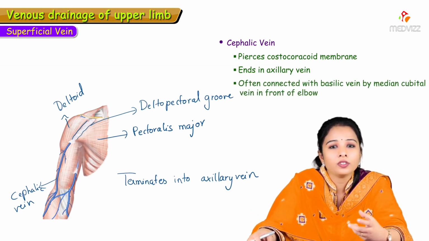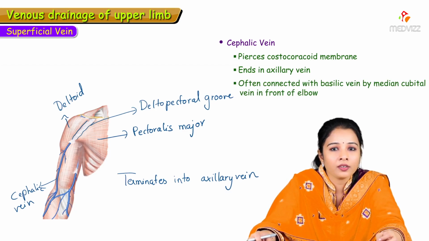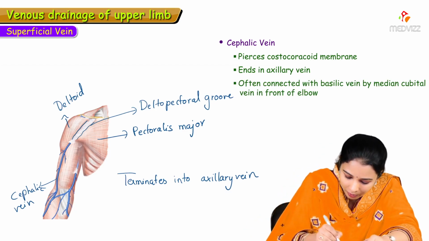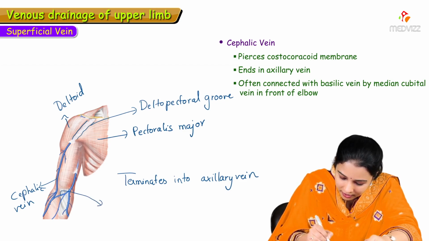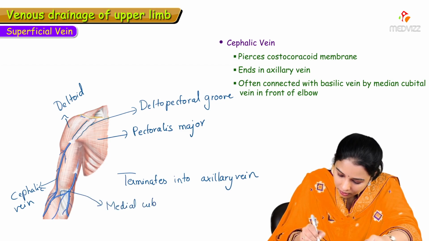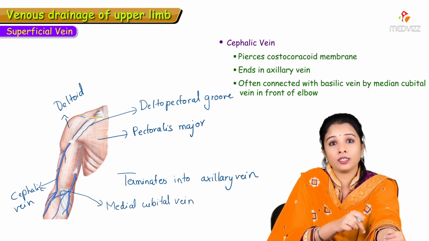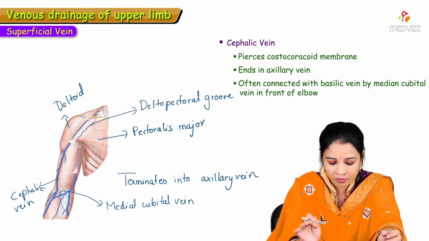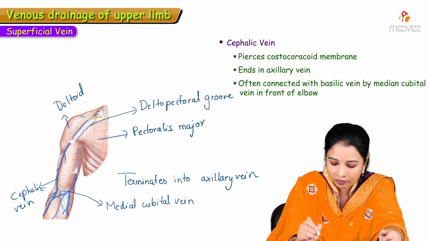So it is often connected with the basilic vein by the median cubital vein, which is present in the front of the elbow. I will show you that. This is the median cubital vein, which is present in front of the cubital fossa, forming the roof of the cubital fossa. It is the content of the roof of the cubital fossa.